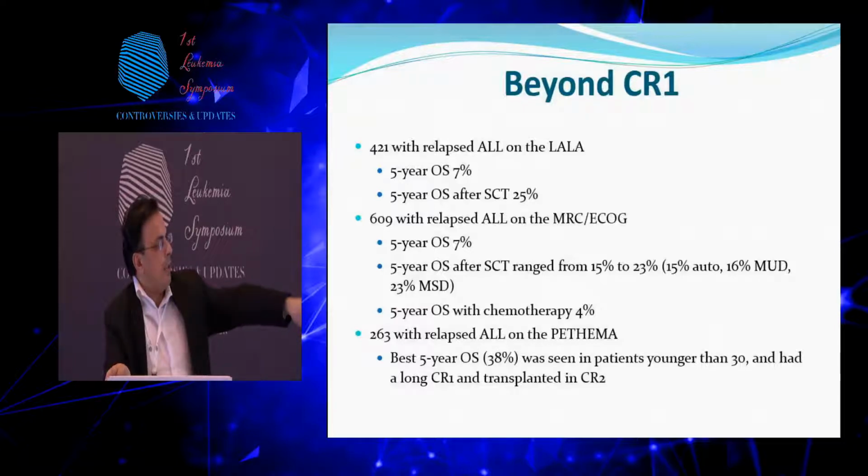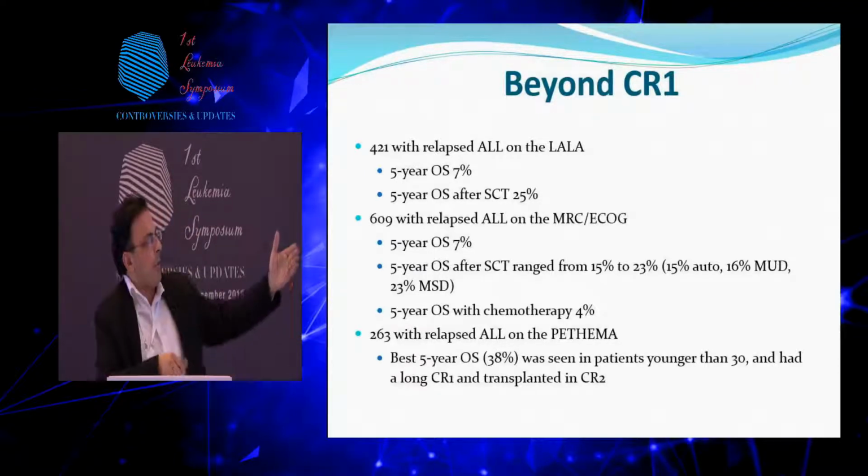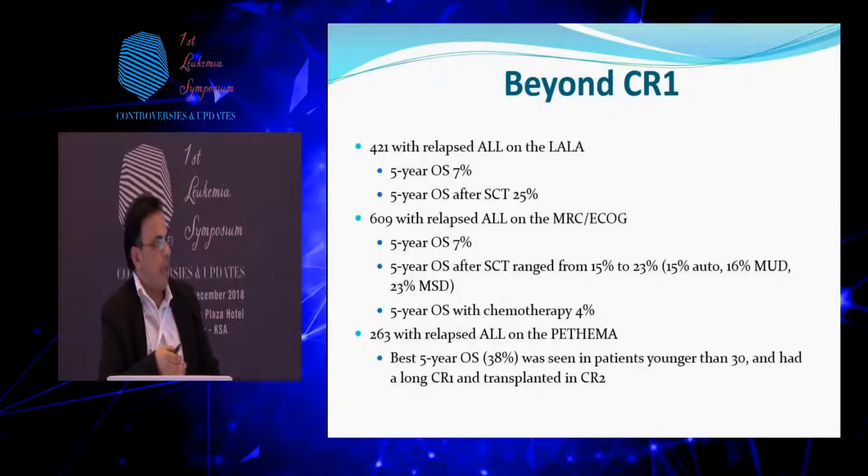And in the PETHEMA trial, they showed that the best overall survival post-transplant in relapse is in patients who got a long CR1 and are younger than 30. So you expect these people to have the best outcomes. Now, whether this benefit is from transplant alone or from the disease characteristics and the patient tolerance, we cannot tell. But essentially, if you can take your patient to transplant, you have to take them to transplant.